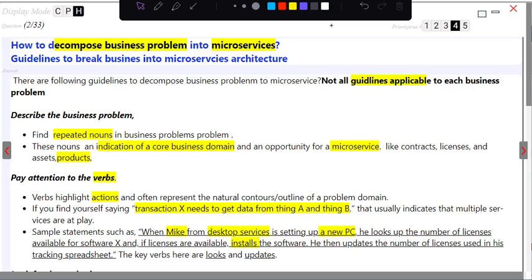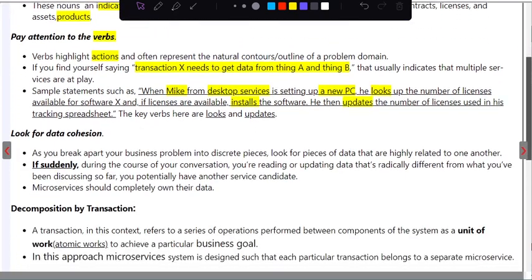So install is one of the actions. He then updates the number of licenses used in his tracking spreadsheet. He has a tracking spreadsheet in which he updates which licenses he has used. So looks, install, and update are the words, but the keywords are actually looks and update. We have to find what the keywords are in our business problems.